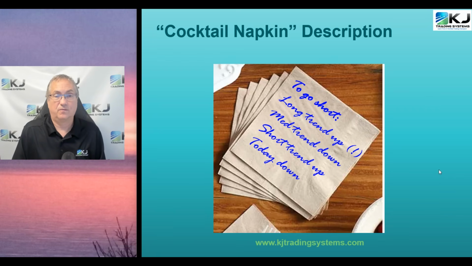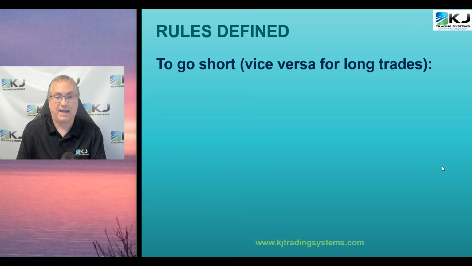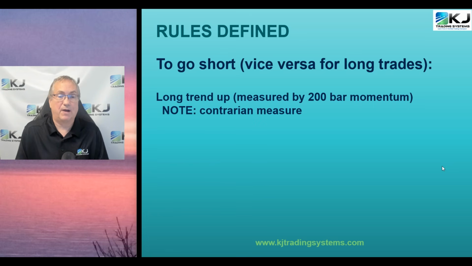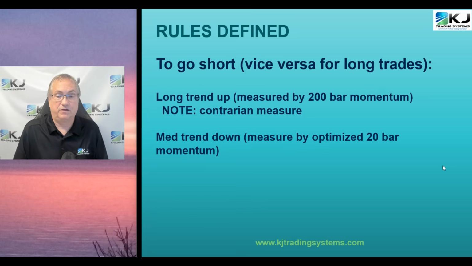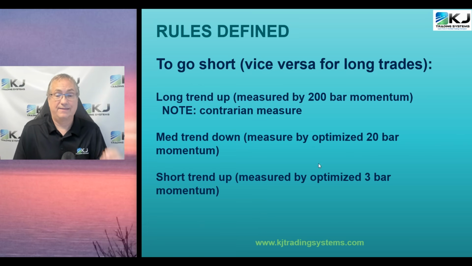The opposite would be to go long. I always like, for the most part, to do symmetrical strategies. Helps prevent curve fitting. So to go long is just the opposite. I'm going to measure the long-term trend by the 200 bar momentum. That is simply the close today minus the close 200 bars ago. The medium term, I'm going to do 20 bars, and that was when I optimized. The 200 bars I just picked, the 20 bar was optimized. And then the short term I also optimized, and that was 3 bars.